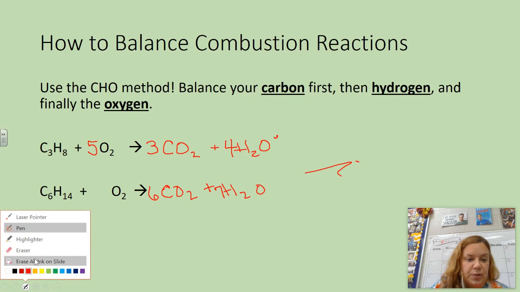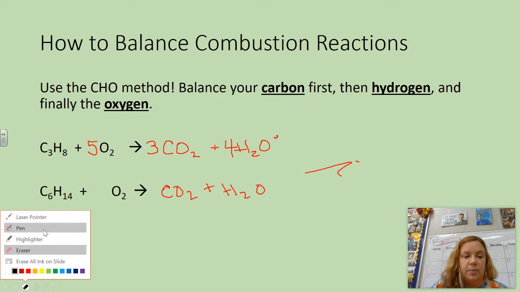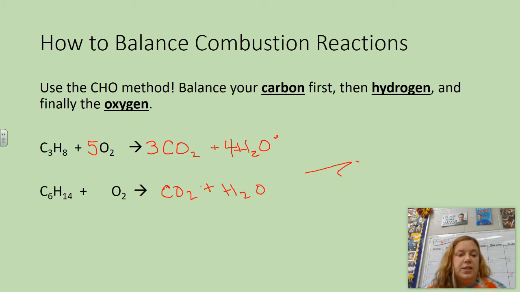So what I'm going to do is I'm actually going to erase those numbers, and you're going to go back and you're going to simply double the hydrocarbon. Now, promise this works, okay? So if I find that it's not working, I'm going to just double the hydrocarbon. Now I have 12 carbons, so I put 12 in front of my CO2. I have 28 hydrogens, so I put a 14 in front of my H2O, so I have 28.